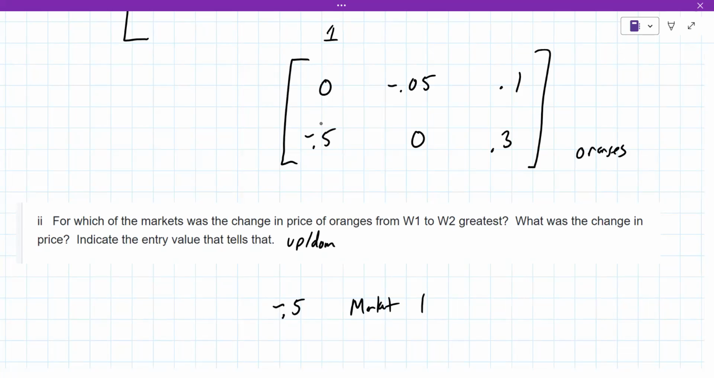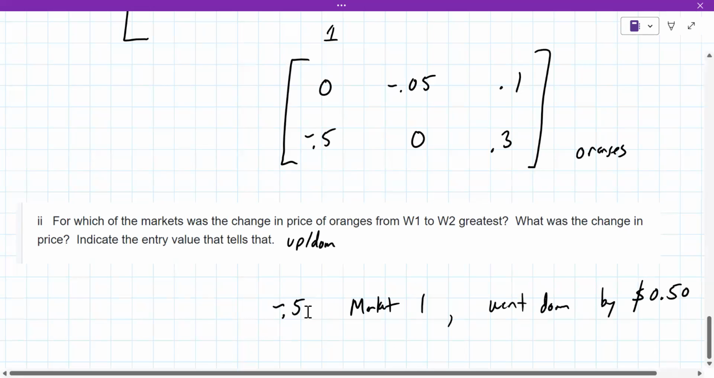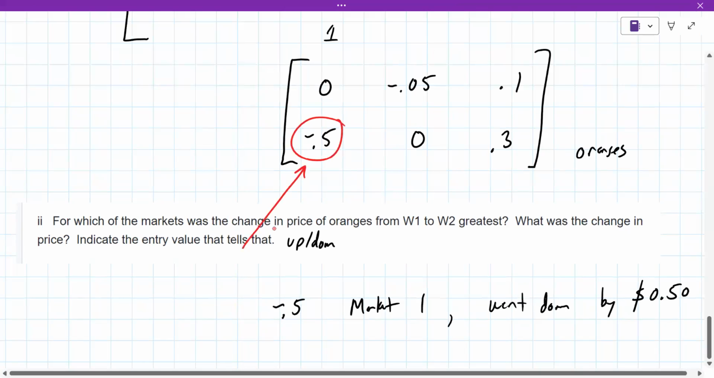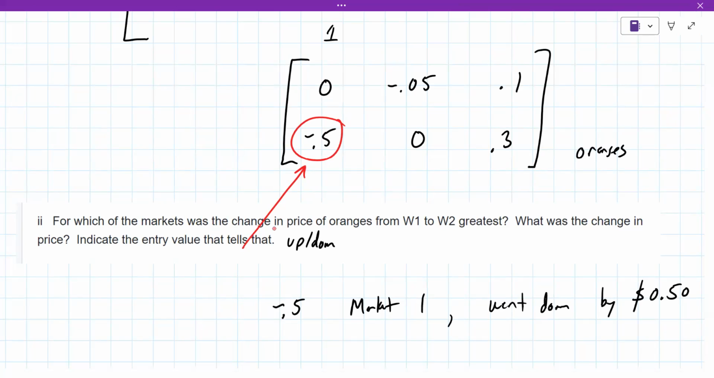Got it. Now it says, what was the change in price? You would say it went down by, and you want to use the correct notation here, dollar symbol 0.50. That's what the negative means. We usually don't use negatives, and with money we talk about it going up or going down. And then lastly, you have to sort of point to that one and say it's that one, where it says indicate the entry value that tells that.